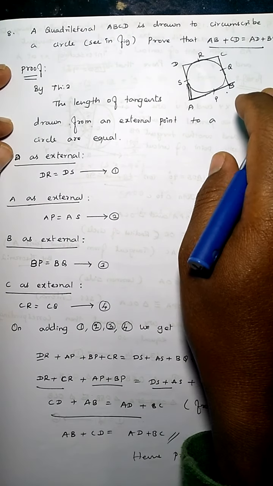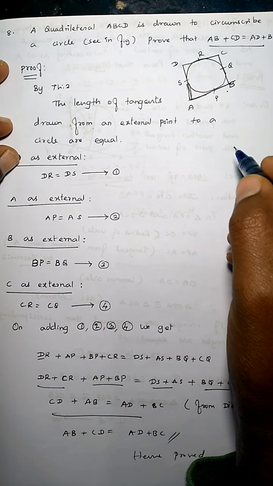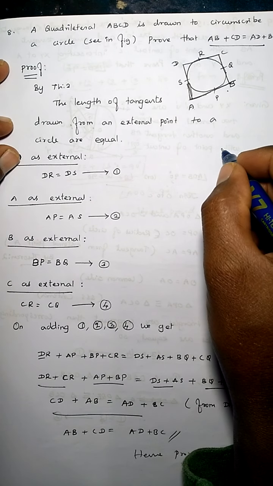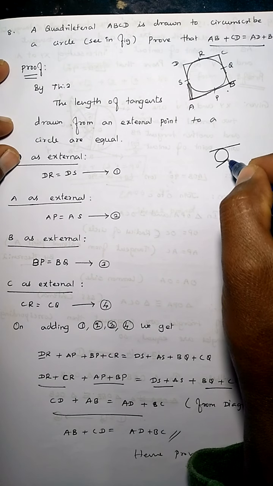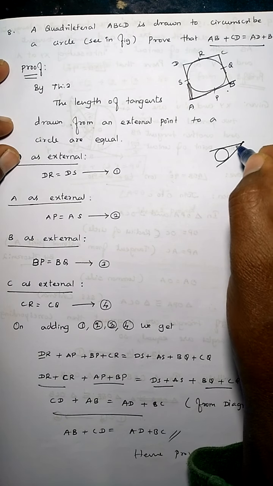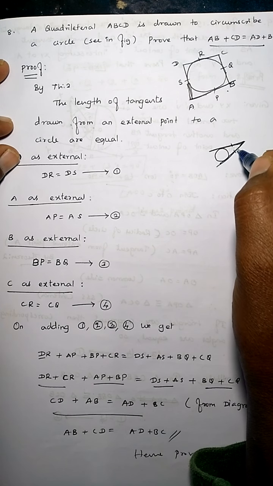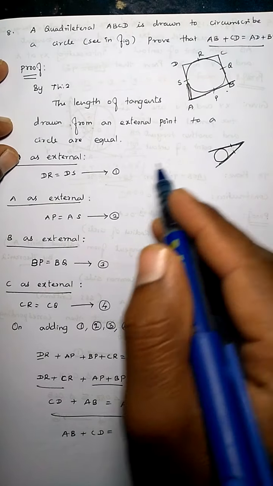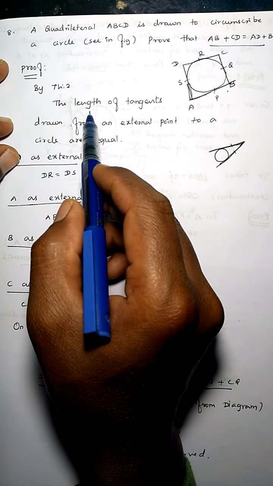Okay. Then to prove this, we are using that theorem 2 concept. Theorem 2, we prove it like this only. From the external point, if you draw two tangents, this is tangent 1 and tangent 2. These tangent lengths are equal. This is from theorem 2. So by theorem 2 we are taking. That's why we are writing the theorem statement here.